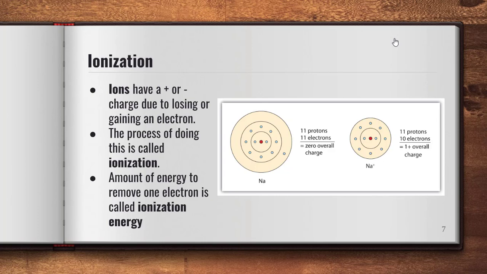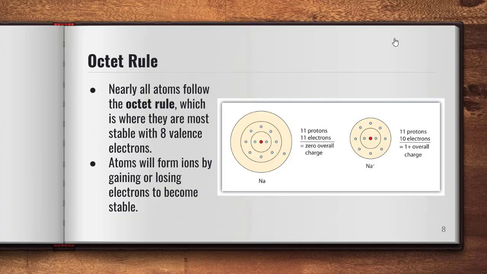Ionization, let's talk a little bit about that. Ions have either a positive or negative charge due to either gaining or losing an electron. If we gain an electron, we have a negative charge, and if we lose an electron, we have a positive charge. The process of doing this is called ionization. The amount of energy to remove one electron is called ionization energy. So you can think about where this would be highest and lowest based on which atoms want to gain an electron or want to lose an electron.